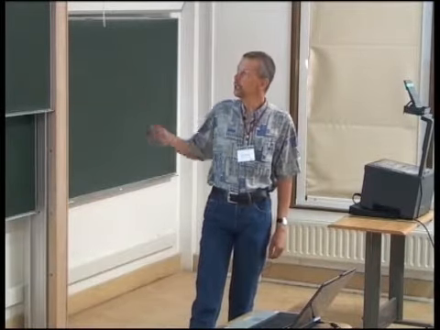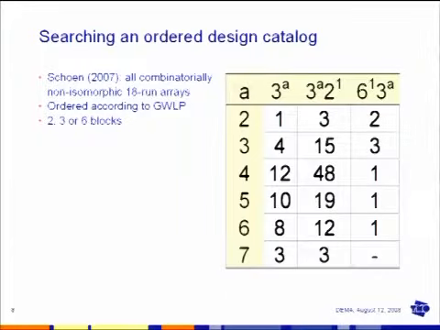What you see at your right hand are the various types of designs that are possible. You have pure three-level designs in 18 runs. You have three-level designs with an added two-level factor. And you have also three-level designs with an added six-level factor. And the figures here in the table are the number of combinatorial non-isomorphic designs of this type.